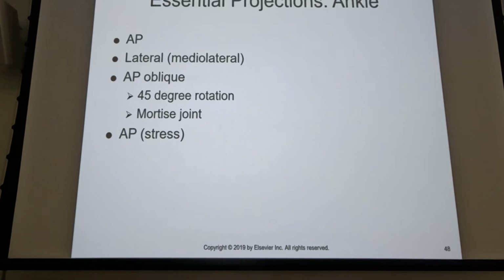Then we're going to talk about two different obliques and what we see on both of those. They're both going to be internal obliques. Okay, so don't confuse that. Everything else that we've done so far has been internal and external obliques. And both of these are going to be medial rotation. There's just a degree of medial rotation that is going to be different. Then we're going to talk about stress views and how to accomplish those and who provides the stress on them.